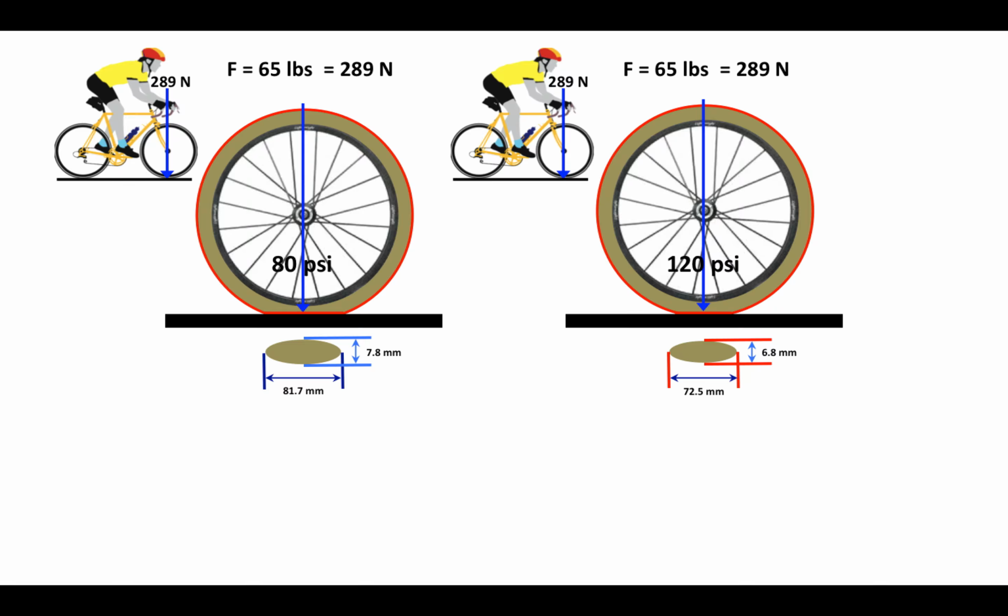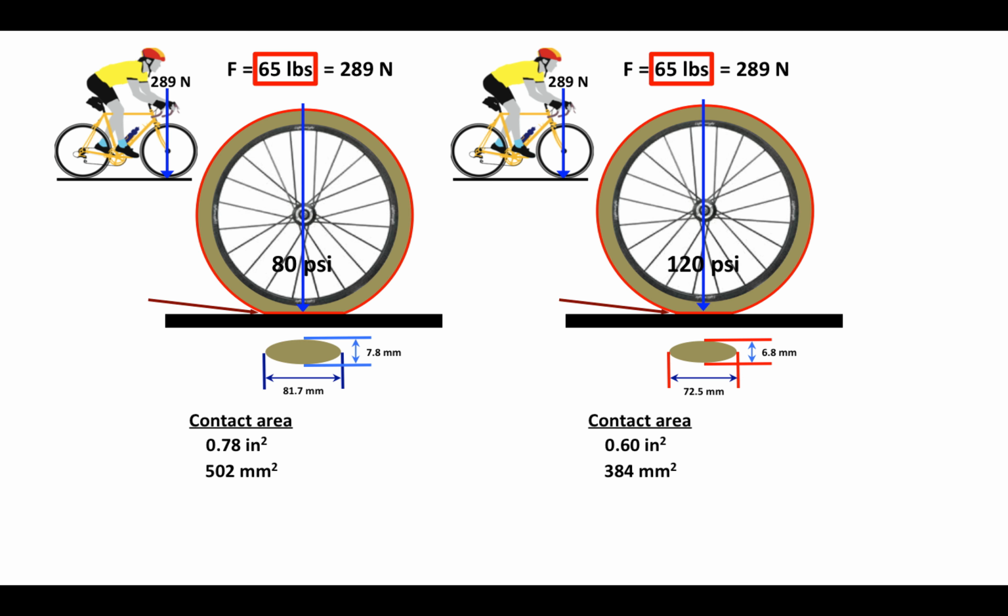The contact patch on the right with the tire at 120 psi is both shorter and narrower than the one on the left. These are the areas of the contact patches both in square inches and square millimeters. I want to look at the pressure, not of the air inside the tire, but right here where the tire makes contact with the road. The pressures are gotten by dividing the weight on the front wheel, which is 65 pounds in both cases, by the contact patch areas, which are not the same.